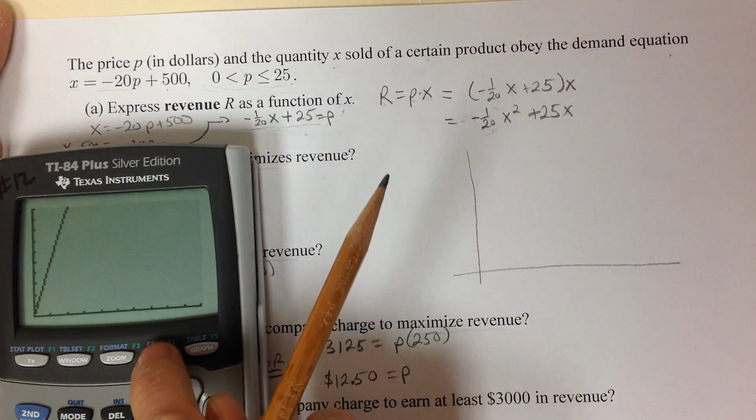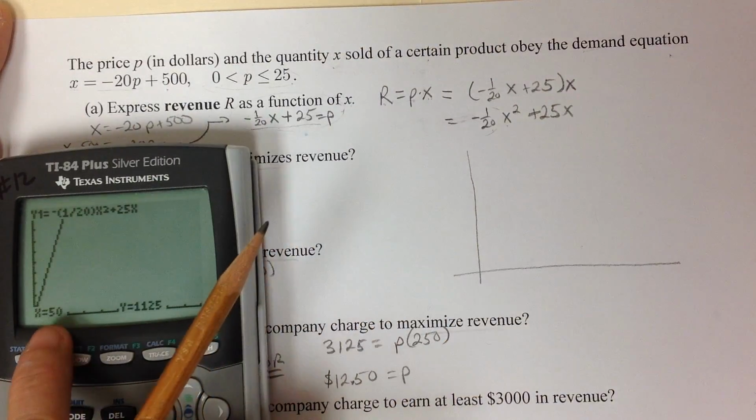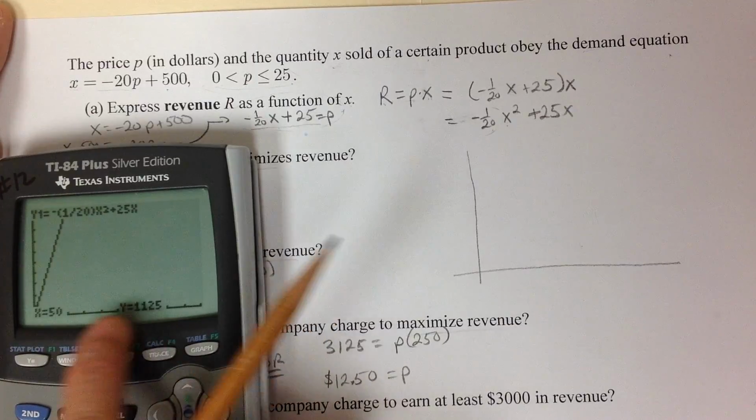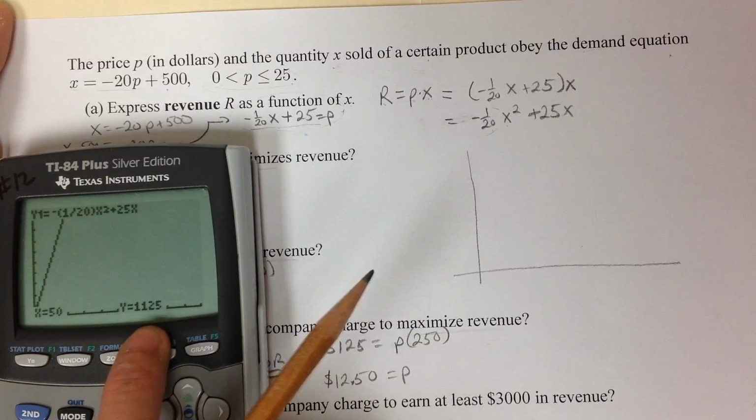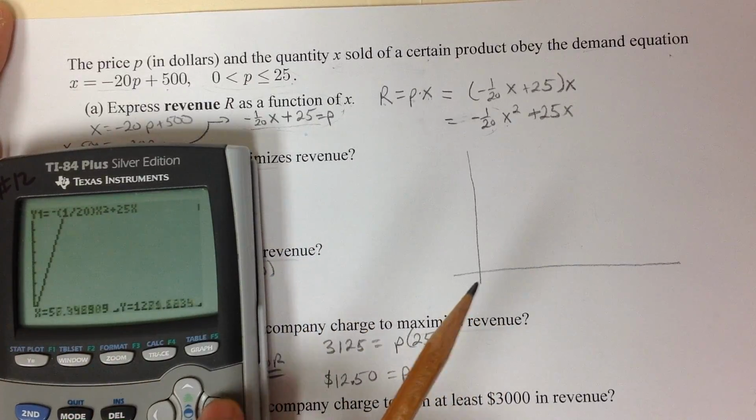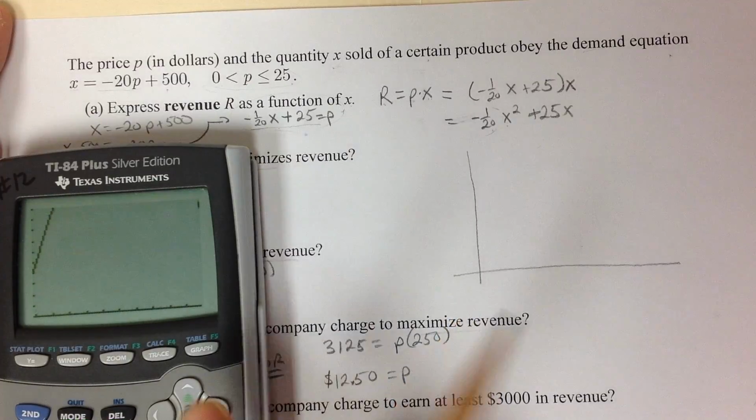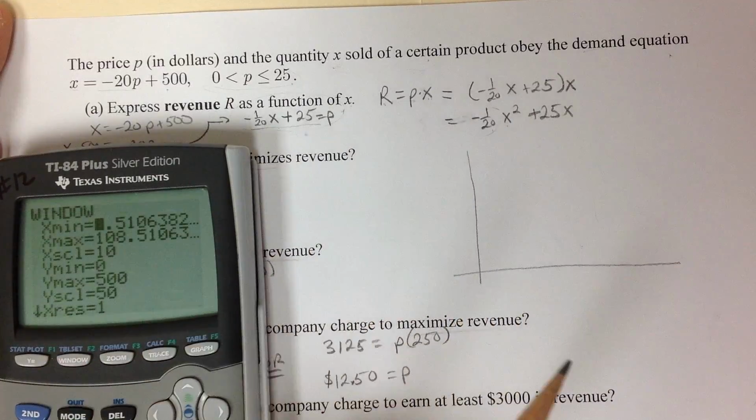The other thing I can do is hit trace. If I hit trace, it automatically puts the cursor on the graph, and already I'm up at 1,125. And if I move around a little bit, now I'm up at about 1,500. It's still climbing. I'm around 2,000. So it's telling me I need to move my window.